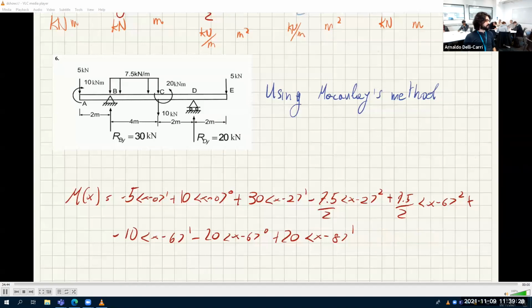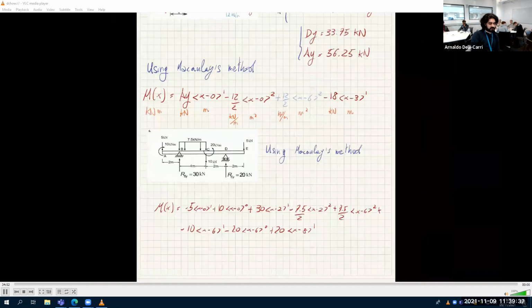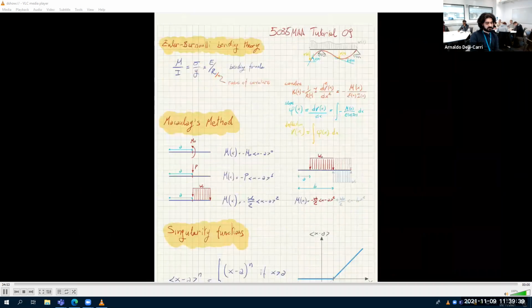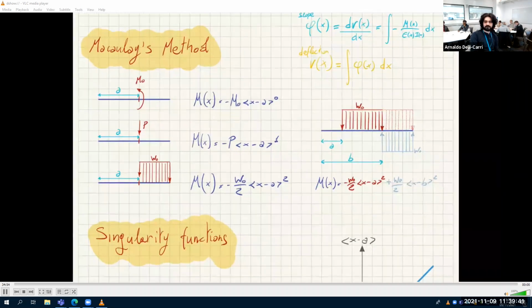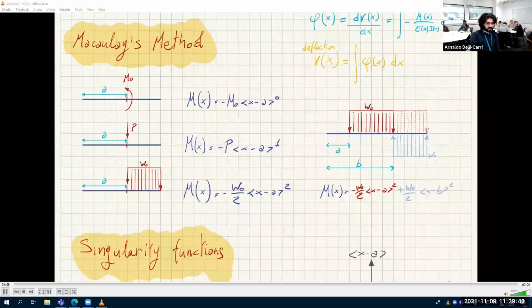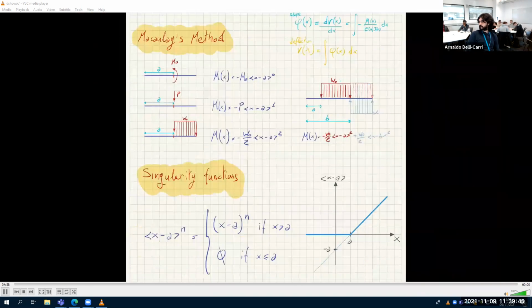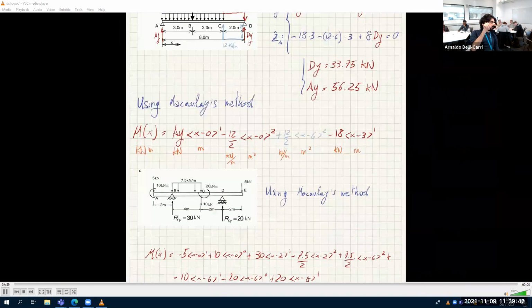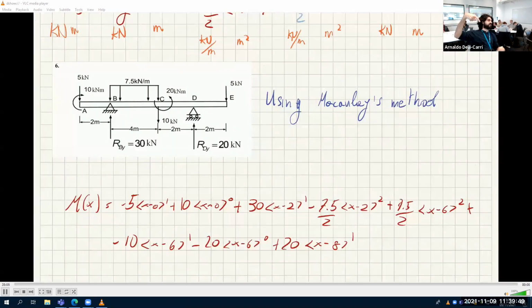One minute. Yes? With the distributed load in the equation, do you divide by 2? Yes, it does. If it's a constantly distributed load, it's always divided by 2. If it's a linearly distributed load, it's divided by 6, and you use 10 times x minus 8 to the power of 3.